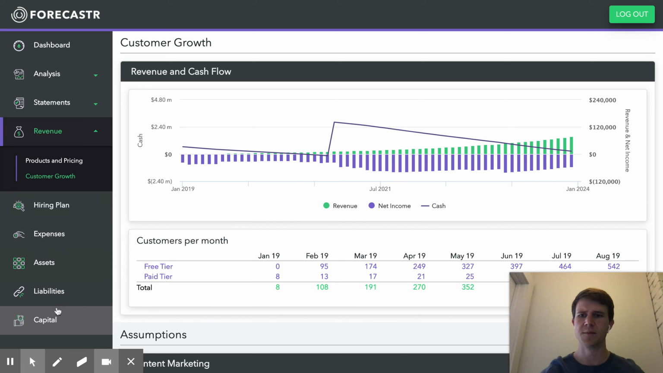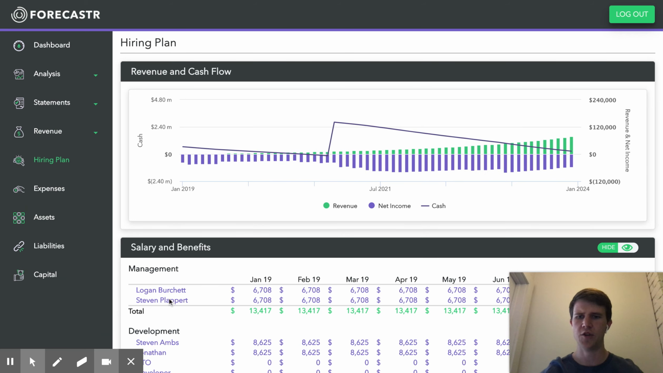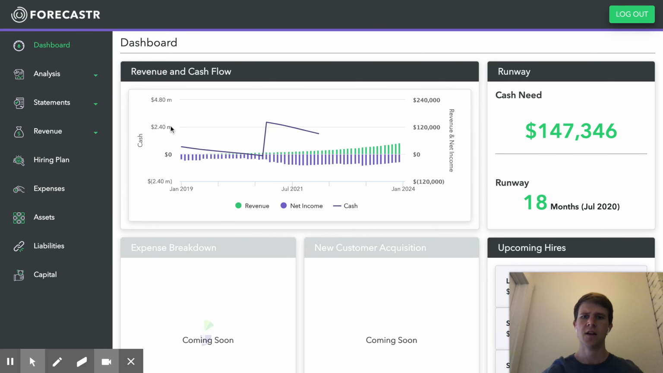And then you can see some things over here like hiring plan. You can input all of your different employees. You can input all of your expenses, assets, liabilities, and capital. So long term, we see Forecastr as being the world's first AI CFO. What we're trying to do here is standardize the process for building and managing financial models and financial forecasts.